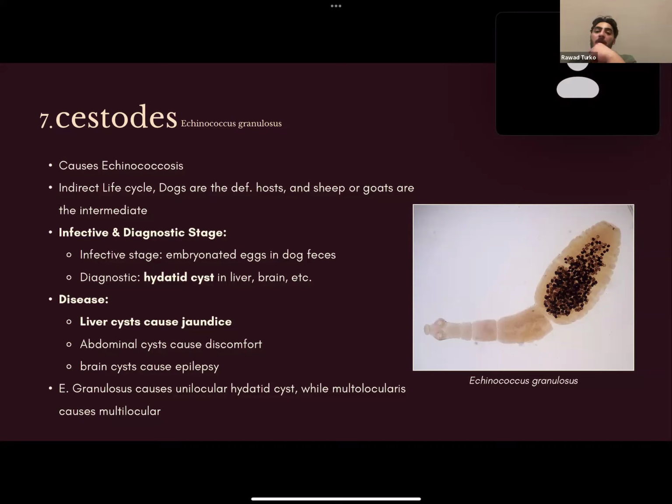Okay. Now, this is not that high yield, but you should know that Echinococcus granulosus causes a unilocular hydatid cyst, while multilocularis causes a multilocular hydatid cyst. Okay, multilocular or unilocular basically refers to whether within the cyst itself there are different tiny little chambers. It's going to appear as multiple cysts. That's multilocular. And a unilocular hydatid cyst is going to just look like one cyst.